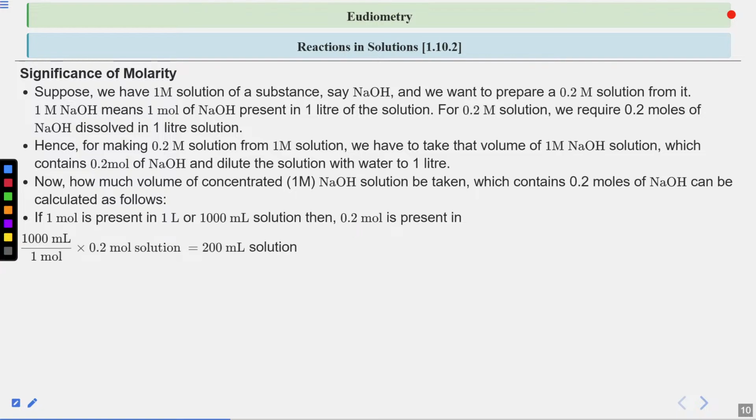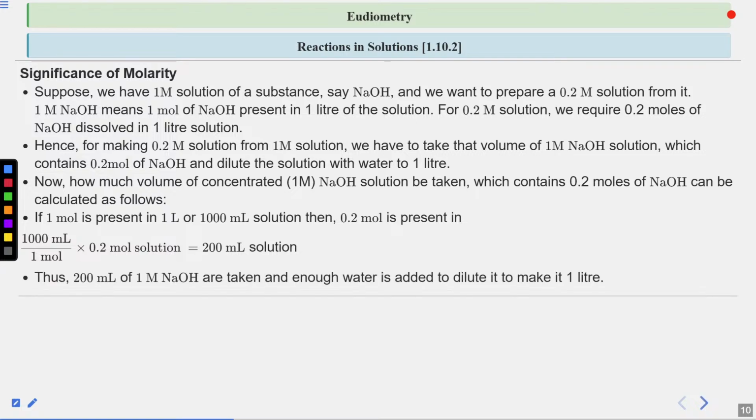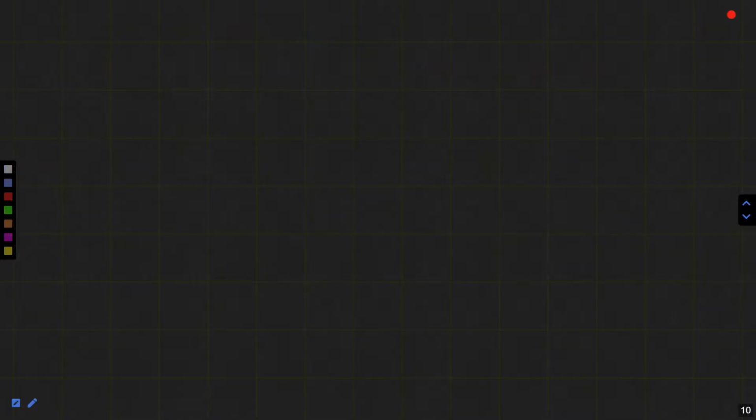Okay, now let me make you understand. I think that many of you would be facing difficulty in this thing. So let me do it with the help of a diagram, so that would be better. Now initially we have a 1 molar solution. Very good.